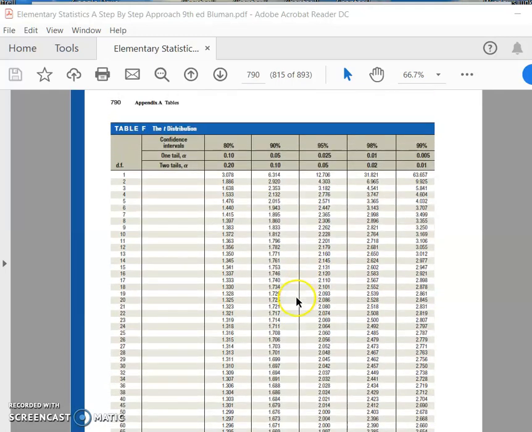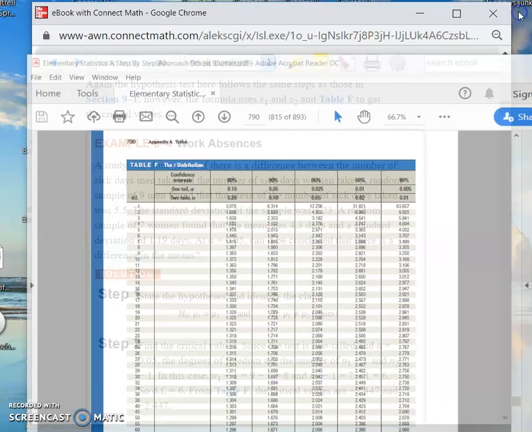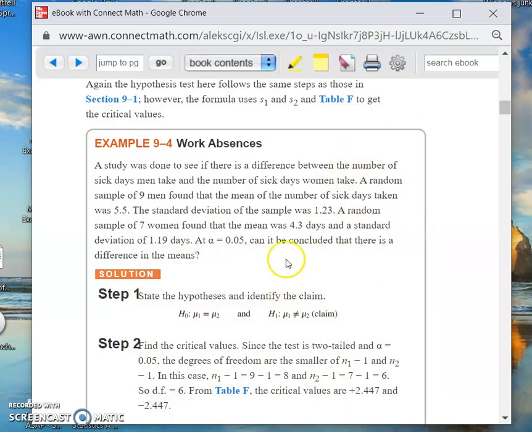That's why I spent a little bit of time on it. Do a few of these, and I swear it's like riding a bicycle. Once you know how to do it, it's no big deal. Okay, so we're going to talk about this example here, example 9-4. So let's read it carefully as we go along. Let's analyze what we're looking at here.